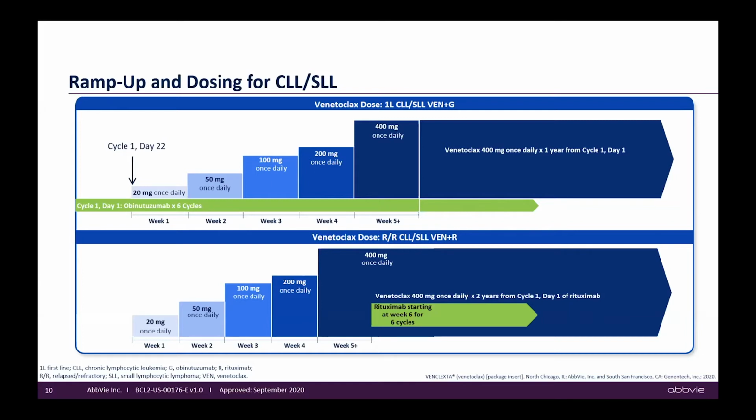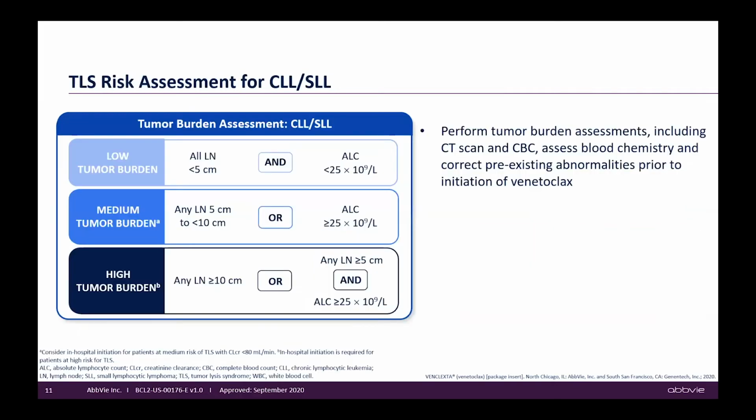While in the relapsed refractory setting, when venetoclax is used in combination with rituximab, the venetoclax will initiate first, and after the week at the final dose level of 400 milligrams, rituximab will begin at that time. So we see that the pre-venetoclax TLS assessment will have to occur. And the unique aspect when it's used in the first line with obinutuzumab is that there will be a pre-obinutuzumab TLS assessment and prophylactic measures implemented at that time.